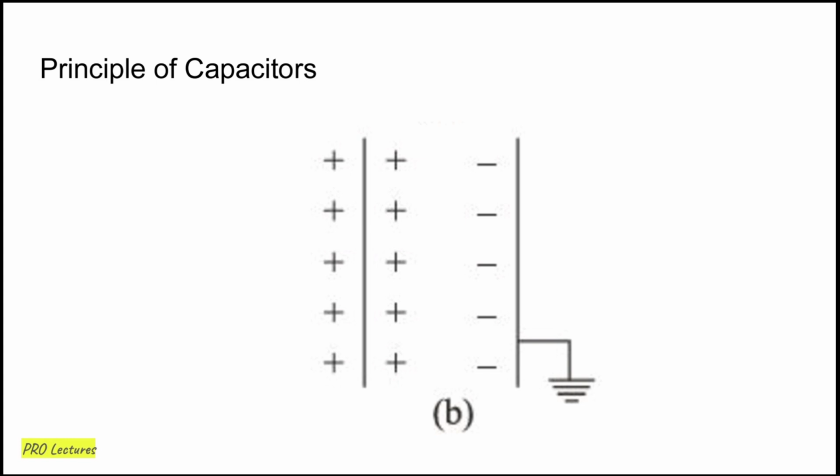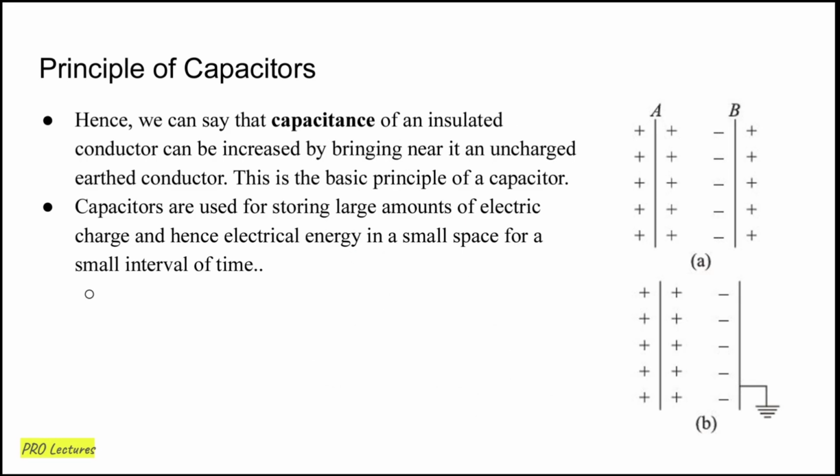Due to this induced negative charge on B, the potential of A decreases and its capacitance increases. This shows that the capacitance of an insulated conductor can be increased by bringing an uncharged earthed conductor near it. This is the basic principle of how capacitors work. Capacitors are used to store a large amount of electrical charge and energy in a small space for short periods of time. They are essential in many devices from power systems to consumer electronics.